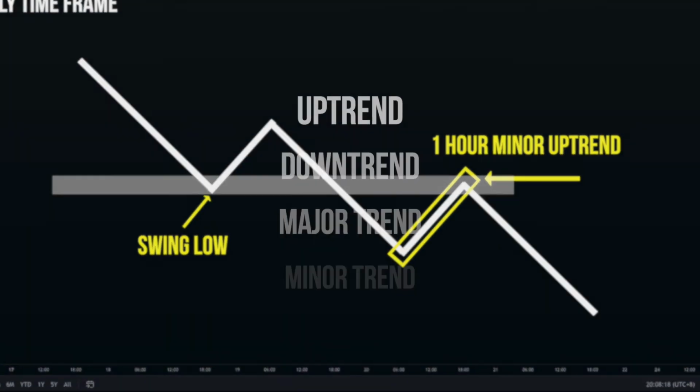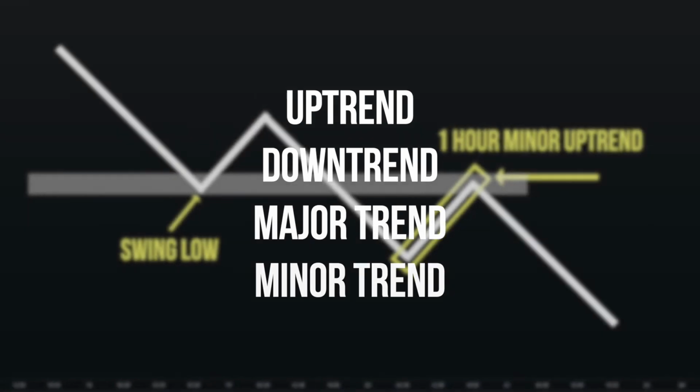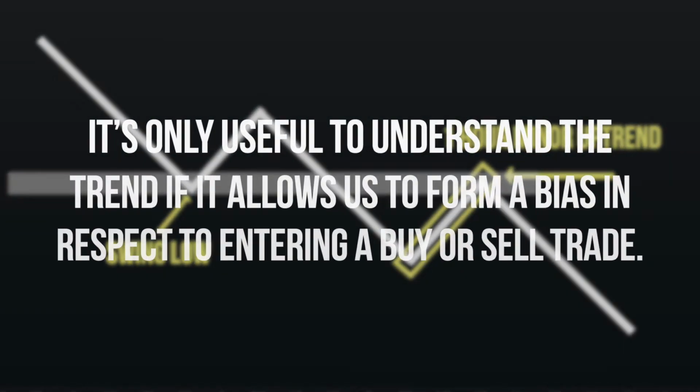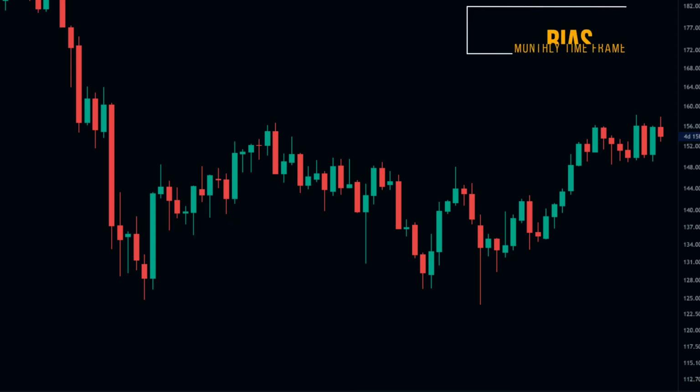Now that you understand uptrend, downtrend, major trend, and minor trend, let's take a look to see how we can combine all of these to create a bias. It's only useful to understand the trend if it allows us to form a bias in respect to entering a buy or sell trade. Bias. First, we open the monthly time frame for the instrument we'd like to trade.